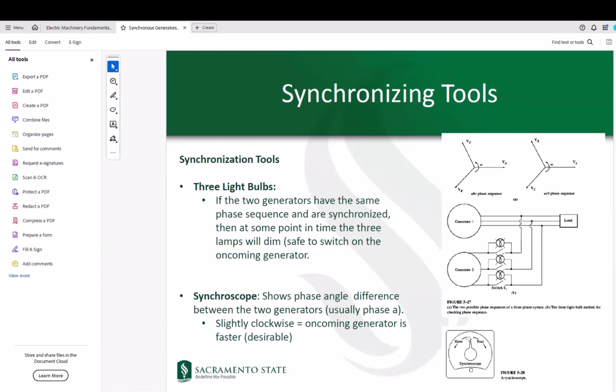However, the synchronoscope by itself does not show that the phase sequences of the 2 generators are the same. So again, depending on the different tools that we have in hand, we need to make sure that the sequences of the generators are the same and the phase angle differences between corresponding phases are minimal when you are going to switch on the newer generator with the rest of the system.